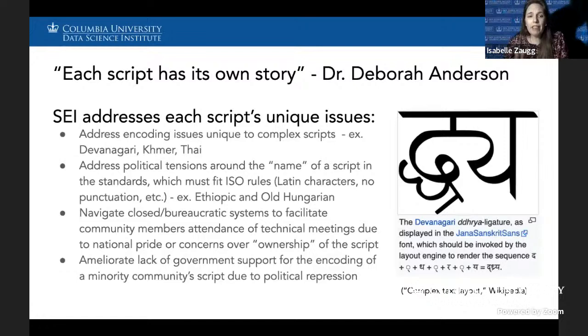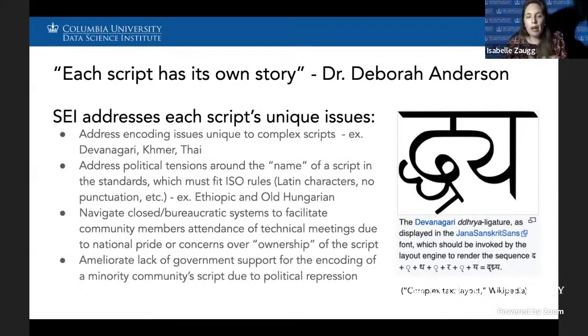SEI can also help navigate closed or bureaucratic systems to facilitate community members' attendance of technical meetings, due to national pride or concerns over ownership of the script. It's important for people who may have concerns about corporate appropriation of their script to actually attend these Unicode Technical Committee meetings, for example, to understand the context in which their script is being discussed, even if they may not understand all of the technicalities around that process.